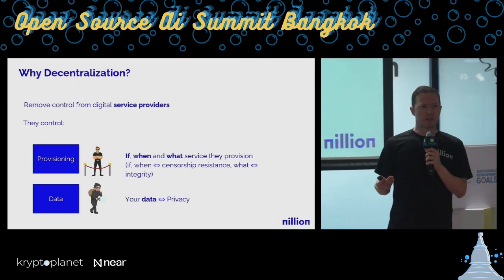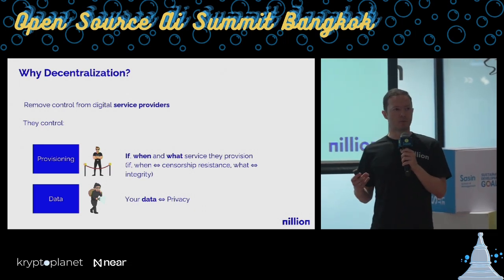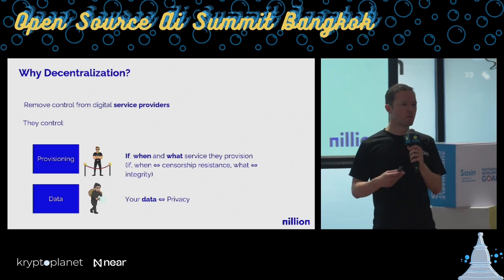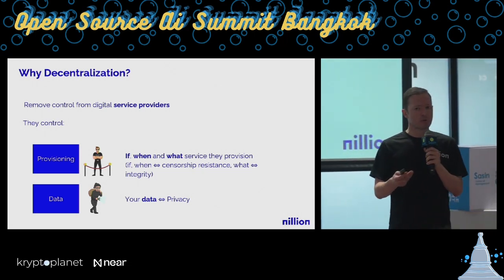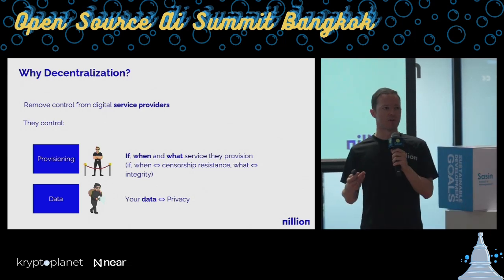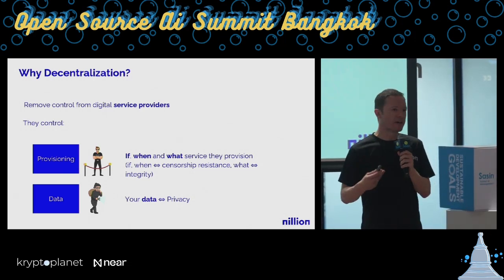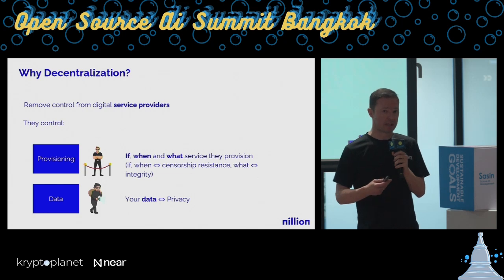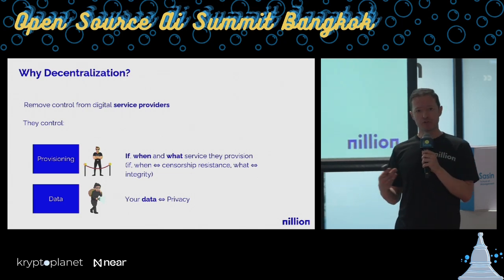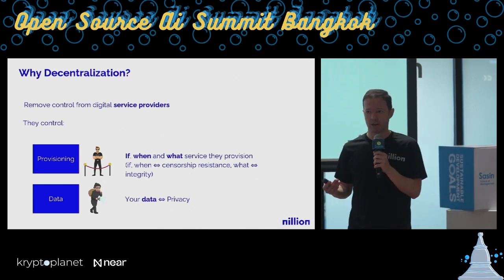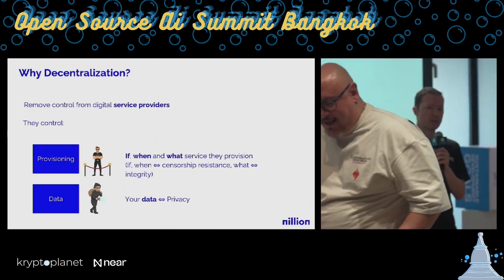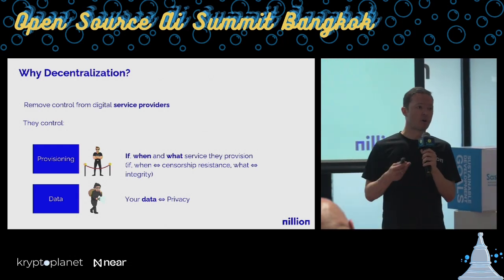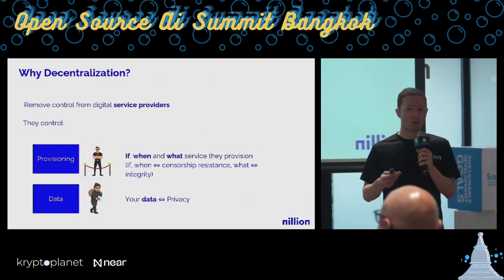So what is decentralization? The whole story began by wanting to remove control from those who provide services to us, right? And what do they control? Well, they control in the first place everything around the provisioning of that service. They control if and when they will provision that service, so they have the capability to censor us. And they also control the nature of the service. They can change that without us even noticing in Web 2. That has to do with the integrity of the service. Those were the initial motivations for decentralization, for Web 3. It all started like that.